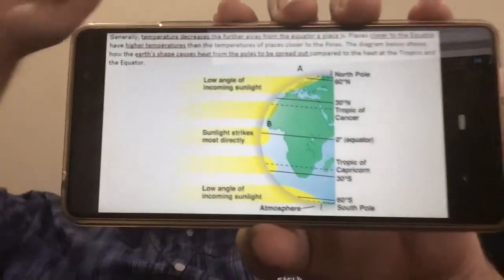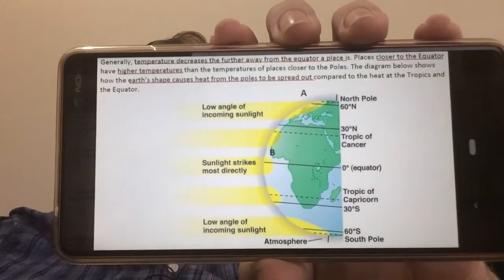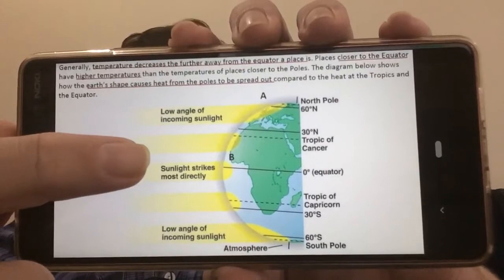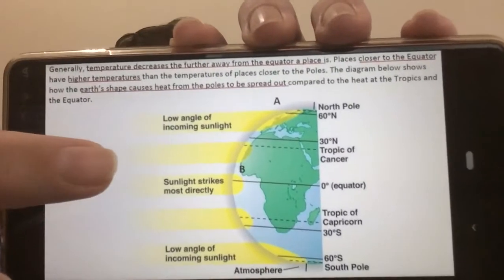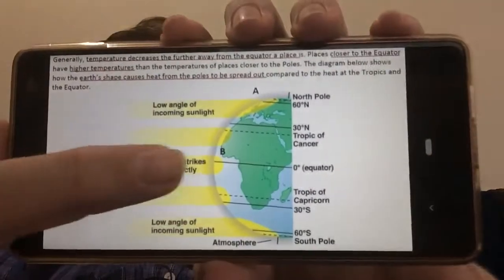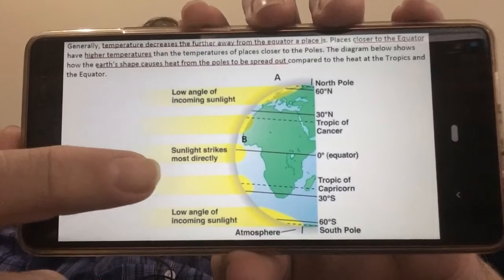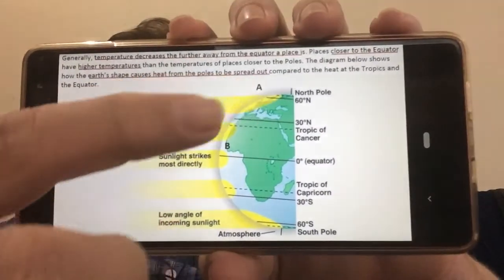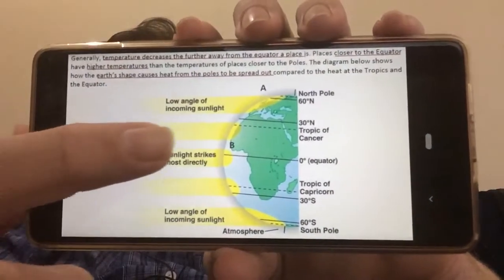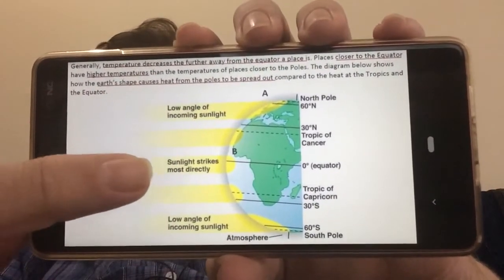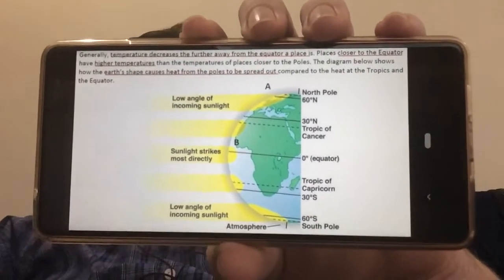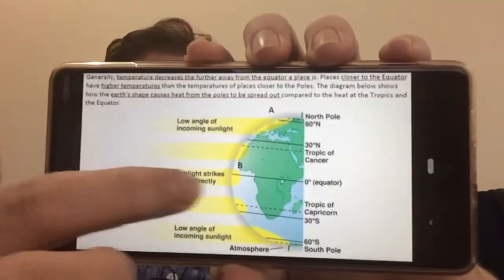All right, let's just quickly discuss then our latitude. So obviously we can see that temperature decreases the further you get away from the equator. So the sun strikes the equator year-round more directly than it does at the poles. That heat is spread over a much larger area, and so it doesn't heat up the poles as much as the equator. So the further you are away from the equator, generally the colder the temperatures are.